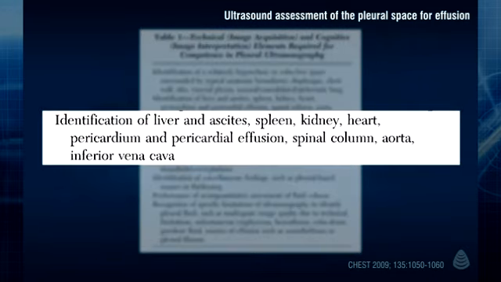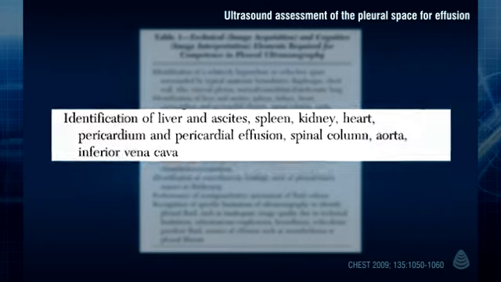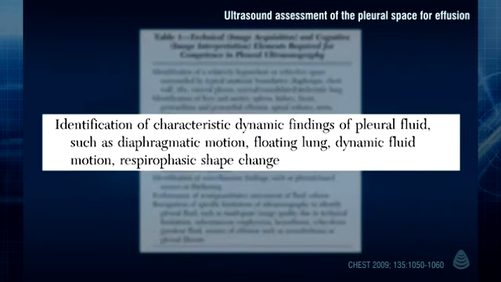Identification of liver and ascites, spleen, kidney, heart, pericardium and pericardial effusion, spinal column, aorta, inferior vena cava. Identification of characteristic dynamic findings of pleural fluid, such as diaphragmatic motion, floating lung, dynamic fluid motion, respirophasic shape change.